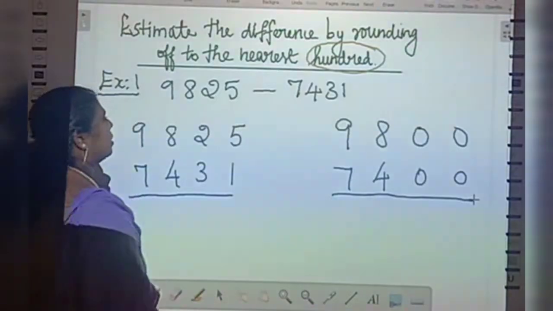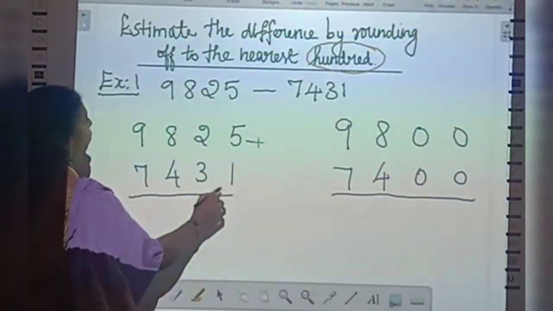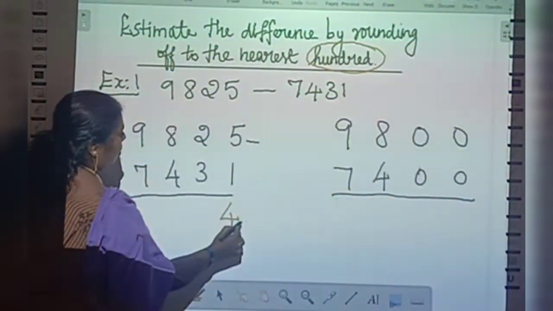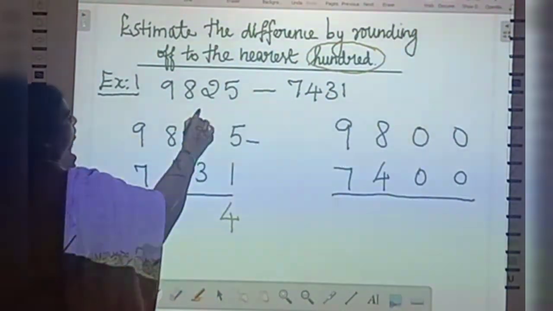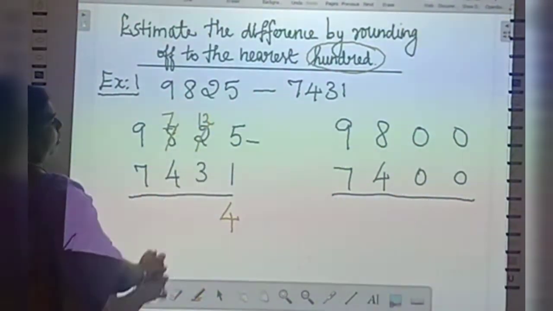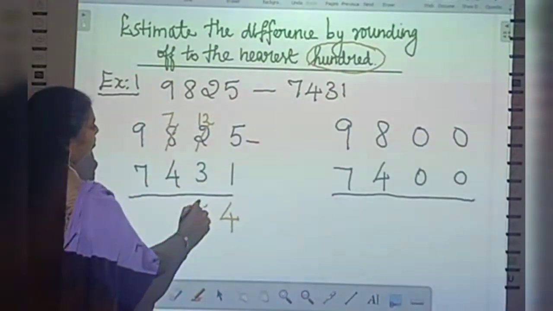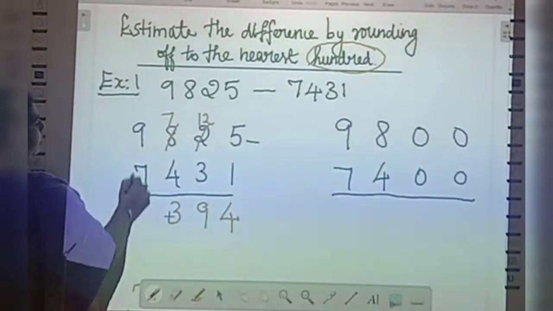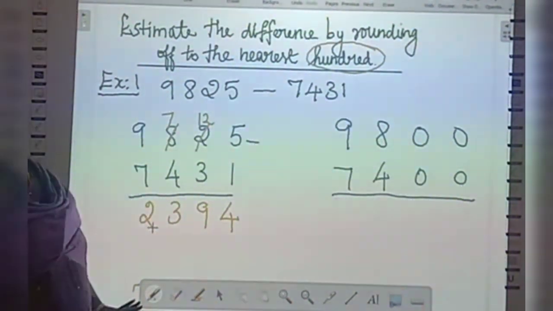Now we are going to subtract. Yes, 5 minus 1, you know now. 5 minus 1 is 4. Then 2 minus 3, no, we cannot subtract. To borrow, that means 12 here, 7 will be there. Then 12 minus 3, how much? 9. Then 7 minus 4, 3. Then 9 minus 7, 2. This is the actual difference.